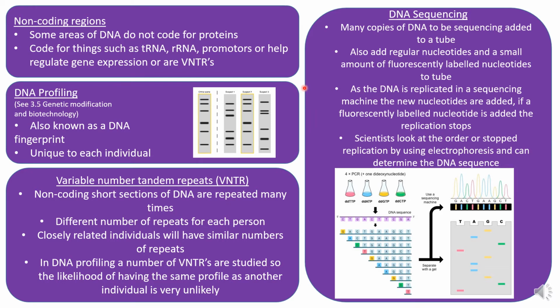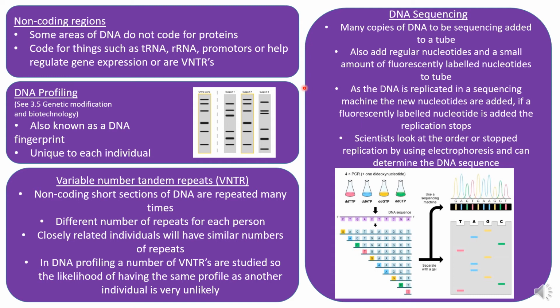When the DNA is replicated in the sequencing machine, new nucleotides can be added. We replicate the DNA, and we add new nucleotides in order to grow a new DNA molecule. If a fluorescently labeled nucleotide is added, then this ceases replication. It makes replication stop. And then what you end up with within your solution is a number of copies of the original sequence of DNA. However, each copy is a different length.